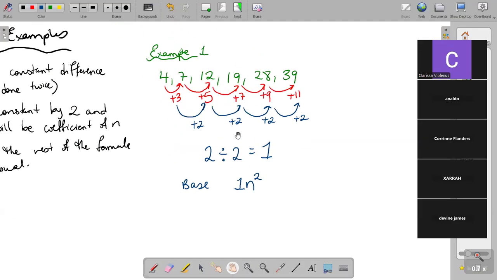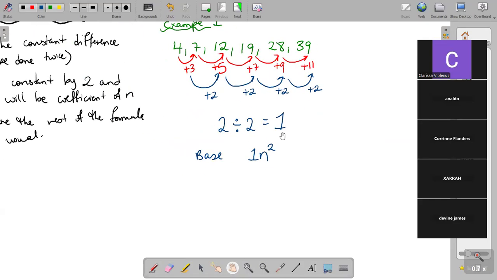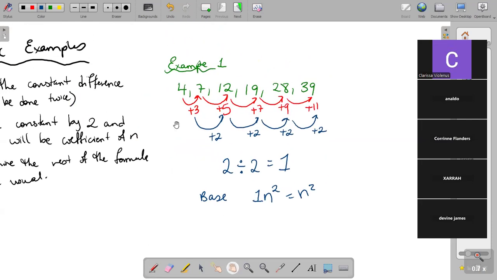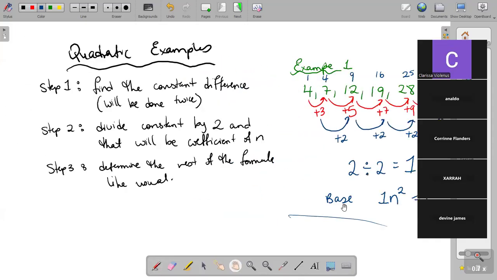Now from here, everything is normal. Because, for example, we know that 1n squared just means n squared. Agree or disagree? And we know our square numbers. What are our square numbers? The first square number is 1. The next square number is 4. The next square number is 9. The next square number is 16. 25, 36.